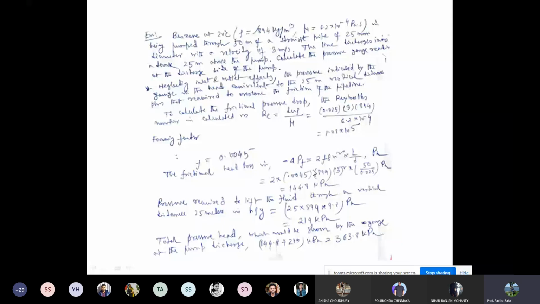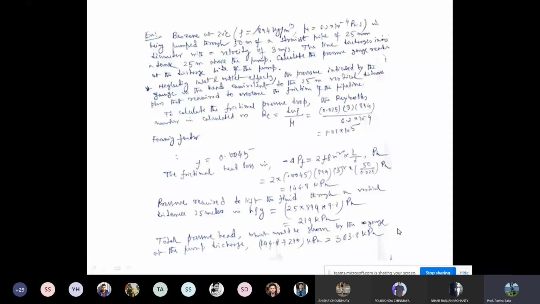The pressure required to lift the fluid through a vertical distance of 25 meter will be H rho G. H is given as 25 meter, rho and G are given. That is 290 kilopascal. So the total pressure head has one part due to the frictional head, and another is the pressure required to lift that fluid. The total pressure head will be the addition of these two, together 363.8 kilopascal. Okay, that's straightforward. Let's look into another example.